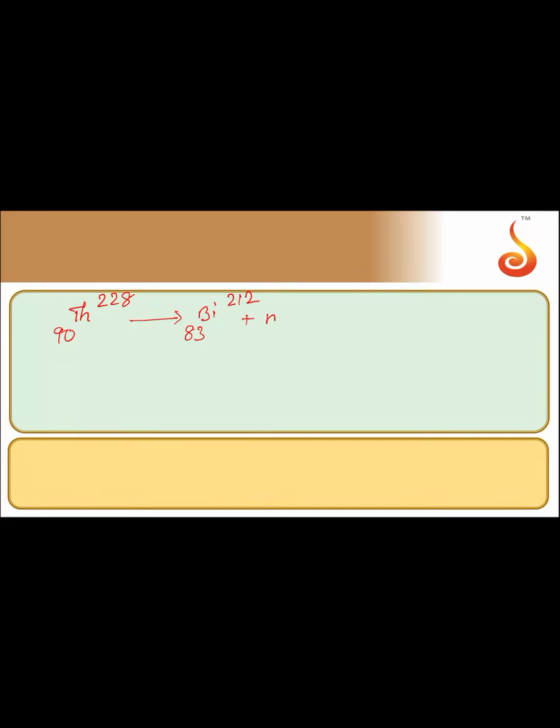If, for example, m number of alpha particles are emitted, an alpha particle is He 4 2, and n number of beta particles are emitted, it is e, minus 1, 0. Now, if we compare the atomic masses first, that is 228 is equal to 212 plus m into 4 plus n into 0, by comparing atomic masses.